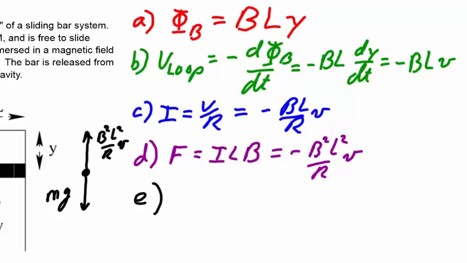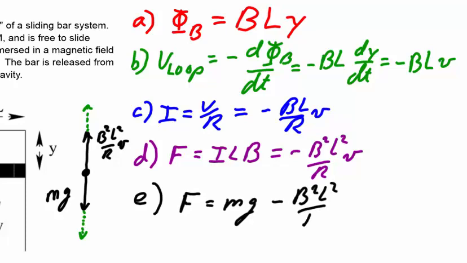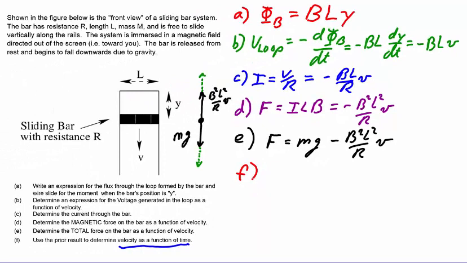As with any free body diagram, we're going to select the coordinate system to be aligned with the acceleration, and this object accelerates in the direction down. Therefore, the plus direction will be with the mg, and the minus direction will be with the B squared L squared over R times the velocity. So far in this problem, we have exercised the definition of flux, Faraday's law, Ohm's law, the formula for magnetic force, and also the sum of all forces is equal to ma.